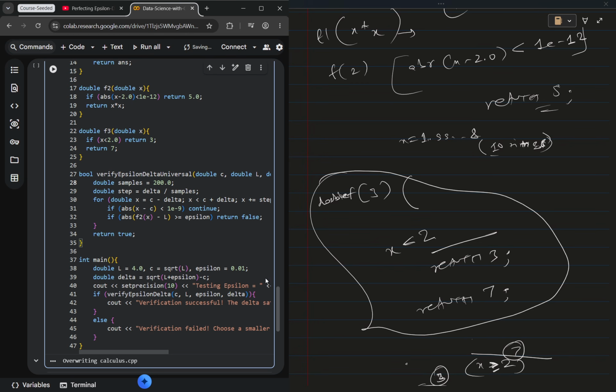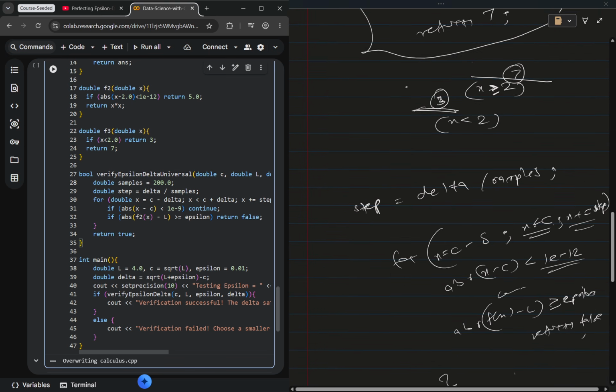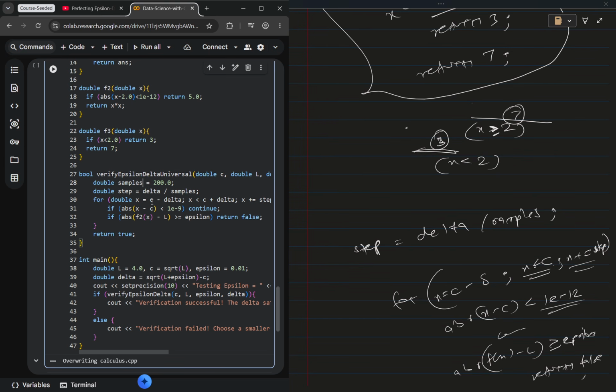We also have for double x equals c minus delta. Let me just check. For x equals c minus delta, yes, x less than c, c plus. Okay, so we have something wrong over here. We don't need c plus delta. So yes, obviously it was wrong.